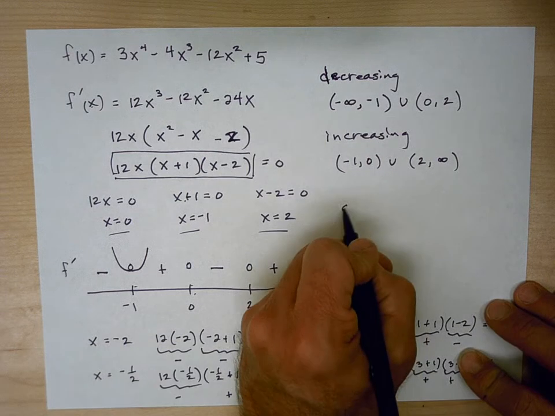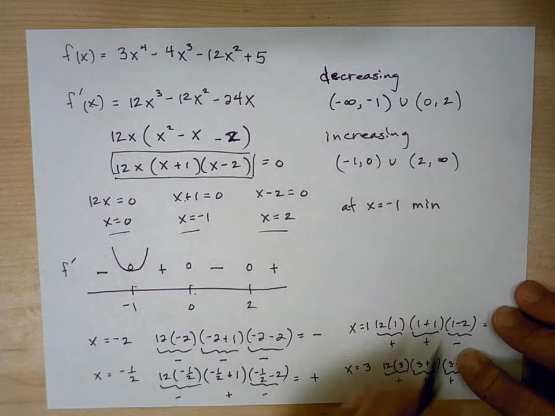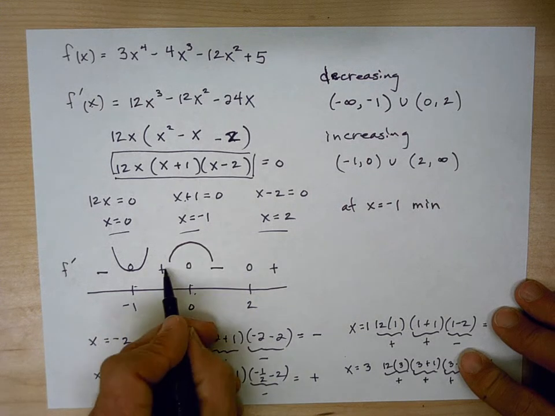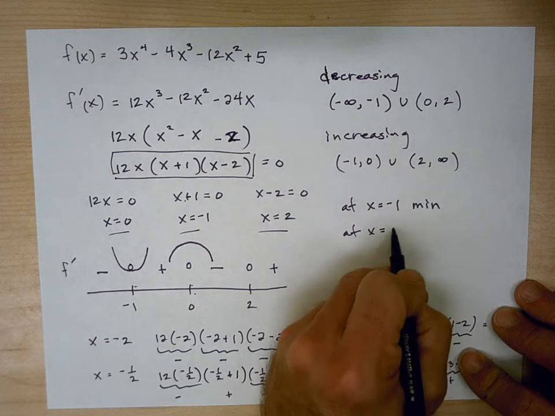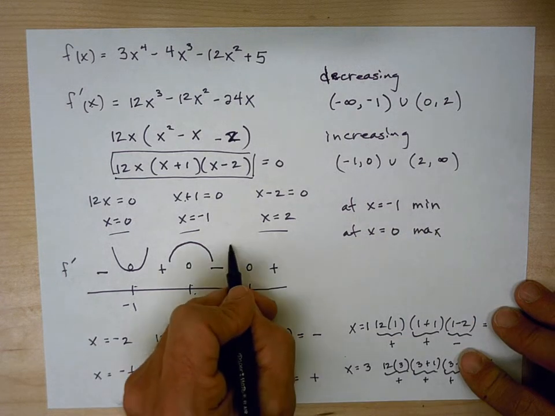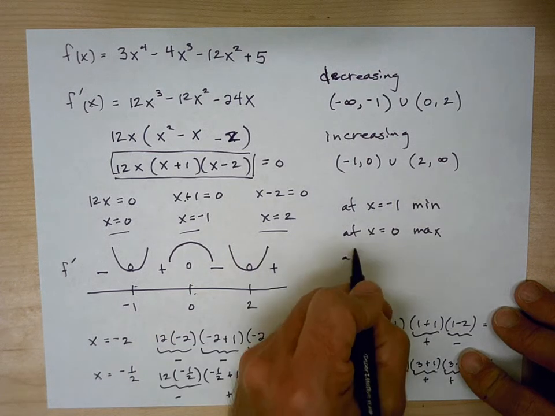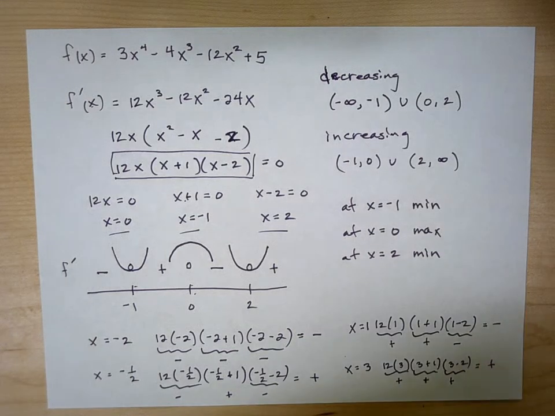So at x equals negative 1, I have a minimum, and then it's positive, it's 0, and then it's decreasing along here. So at x equals 0, I have a maximum. And then once again here, it's decreasing, it's 0, and it's increasing. So at x equals 2, I have a minimum.